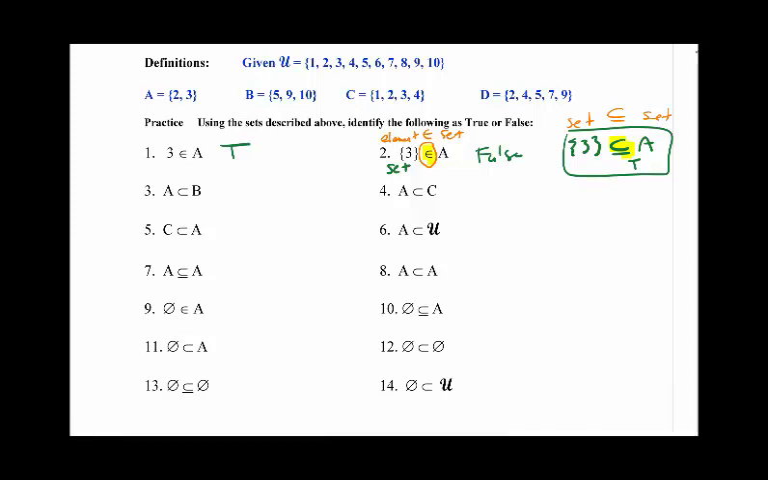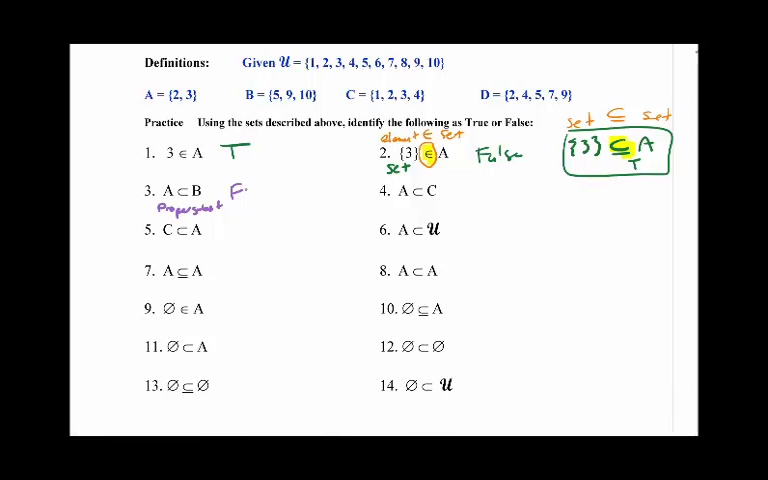So going to number 3, this is a proper subset. So that's saying everything in A has to be in B, and they can't be the same. So if I look at A, I have 2 and 3. I look at B, 5, 9, and 10. So my answer here should be false. There definitely are members. Nothing matches at all. So my answer there is false.